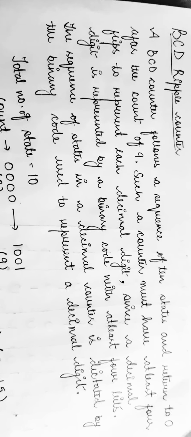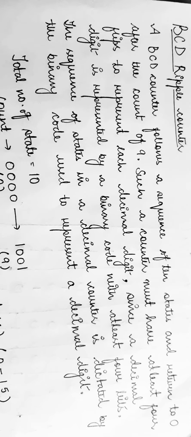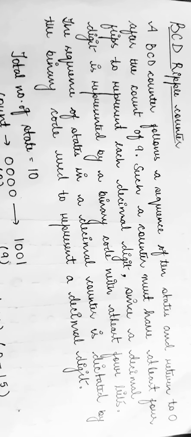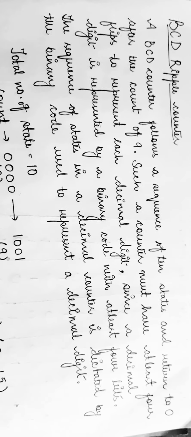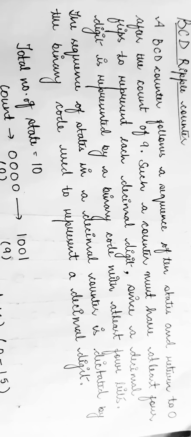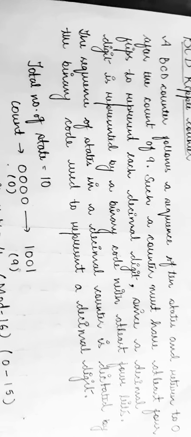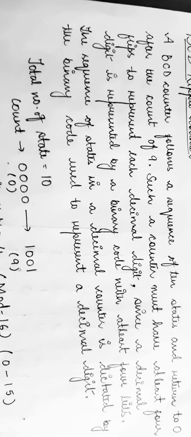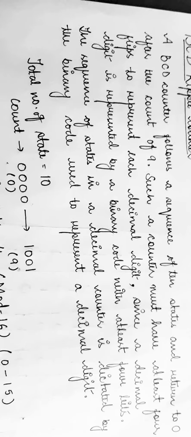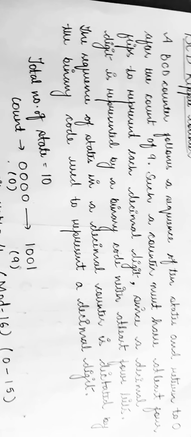In today's lecture, we'll discuss the BCD ripple counter. A BCD ripple counter follows a sequence of 10 states and returns to 0 after the count of 9. Such a counter must have at least 4 flip-flops to represent each decimal digit, since a decimal digit is represented by a binary code with at least 4 bits.